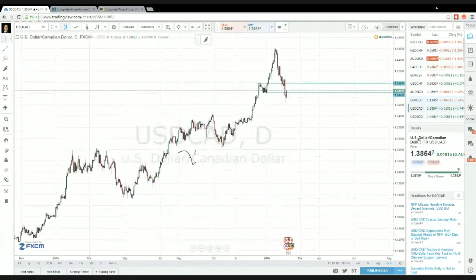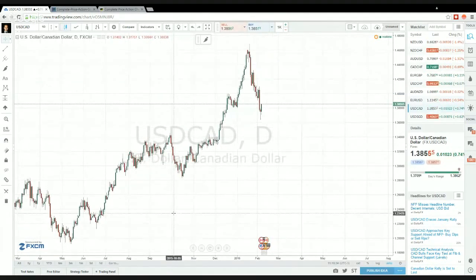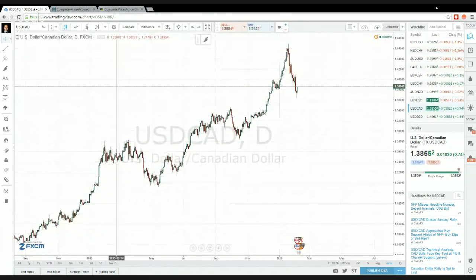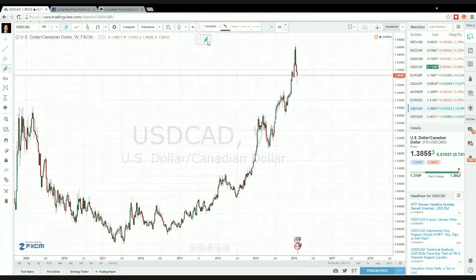Now let's take another example. I'm just going randomly, and I'm going to remove all the lines because I want to do it with you guys. This is the USD CAD. I'm on a daily chart. I'm just going to move to the weekly chart to see a little bit more of what's happening.